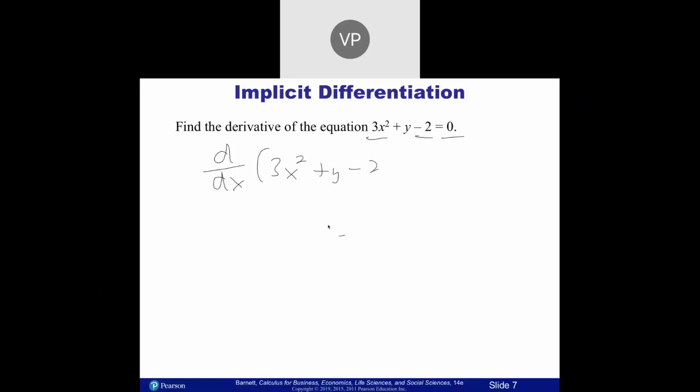Now, they're going to say use implicit differentiation. But I want to focus right here for a couple minutes on this d dx notation. We've used that before. Remember, this means take the derivative. But more than that, it also means with respect to x. Okay, so that's where everything is focused. You're going to do everything in terms of x, with respect to x.